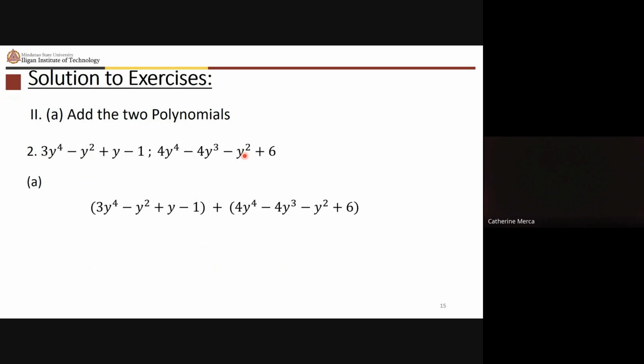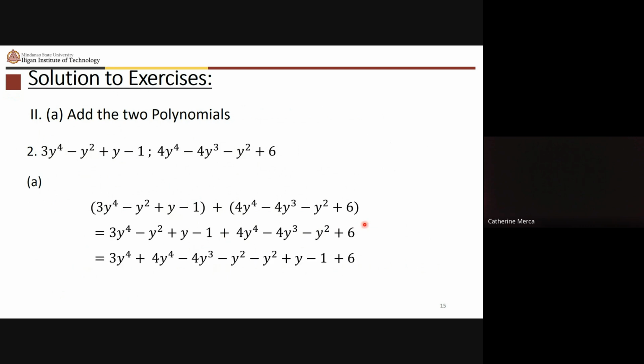A, that is 3y to the 4th minus y squared plus y minus 1, then 4y to the 4th minus 4y cubed minus y squared plus 6. It's not preceded by a minus sign, so we can just simply combine similar terms. You have 3y to the fourth plus 4y to the fourth, minus y squared, then minus y squared also, plus y, there's no y there, so minus 1 and then plus 6.